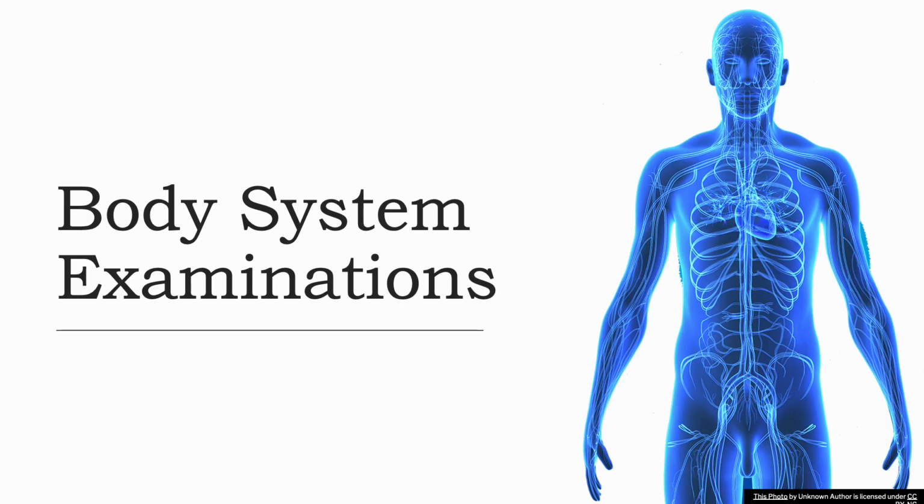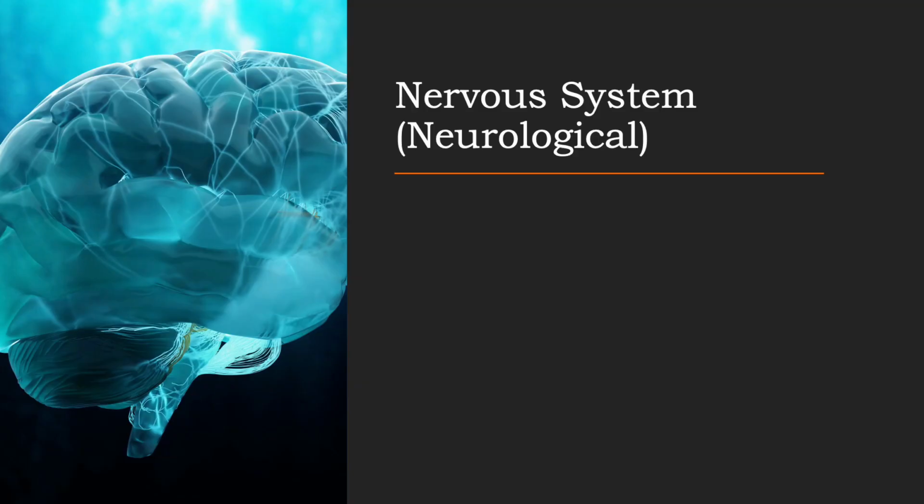All right, body system exams. So we're going to go through each body system and talk a little bit about some of the options and exams for that. So a neurological exam. We'll start with, of course, the simplest one, mental status. Are they alert and oriented? Are they able to tell you what day it is, where they are, what's going on, or are they confused?